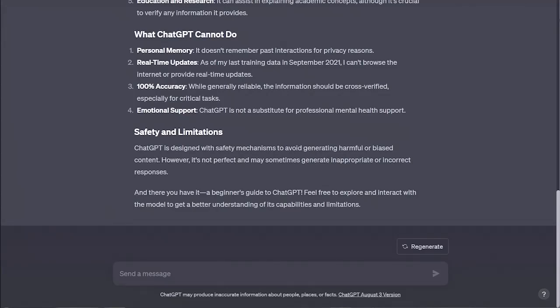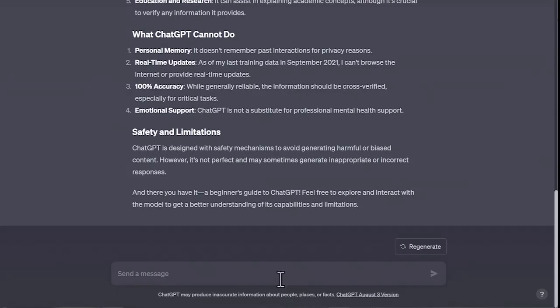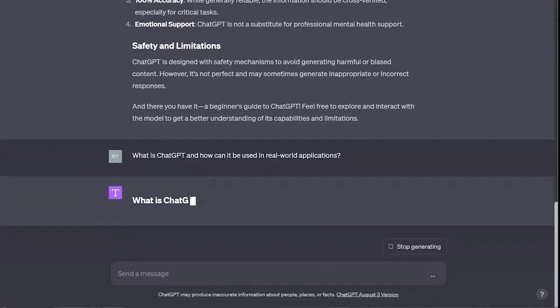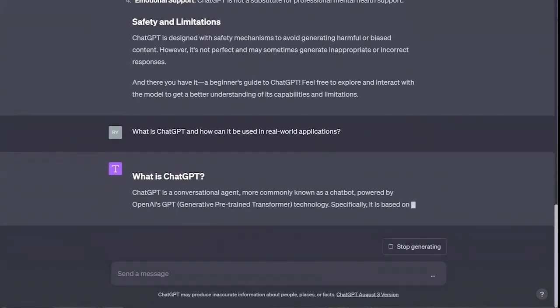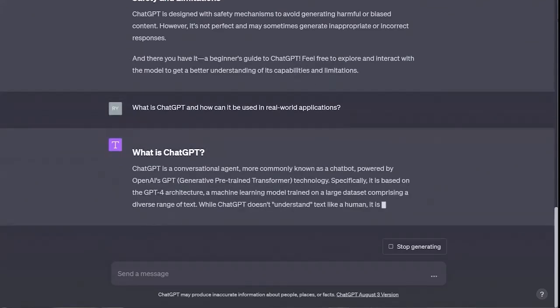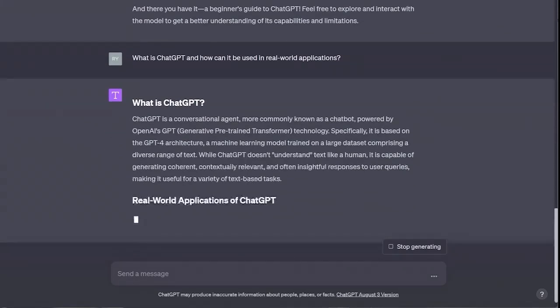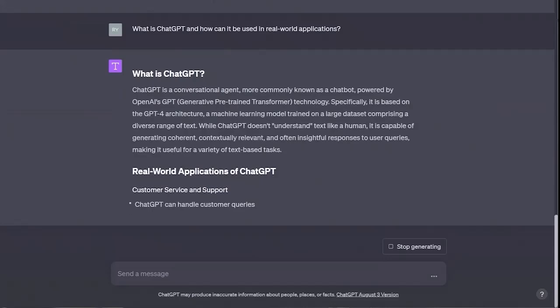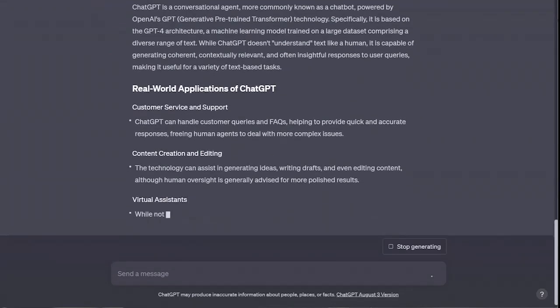To give an input, you type your prompt into the text box at the bottom of the screen. For the purposes of this demonstration, we'll input, "What is ChatGPT and how can it be used in real-world applications?" You then click the Send Message icon to submit your question or instruction. It typically takes a few seconds for the response to load fully, during which time you have the option of using the Stop Generating button to pause the output.